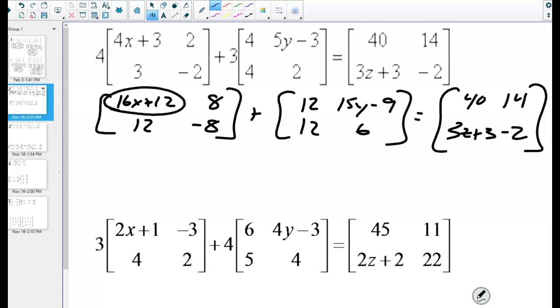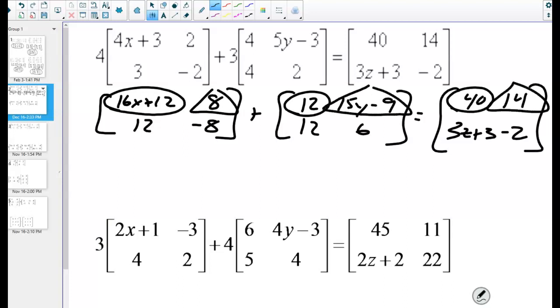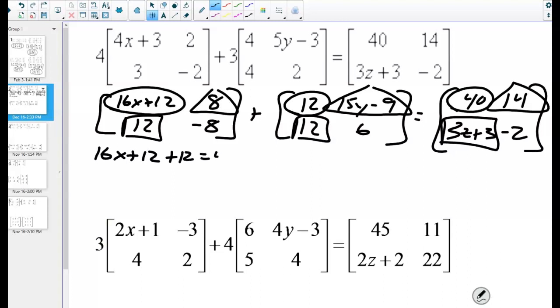I use different shapes. I'm going to circle all the top lefts. I'm going to put a triangle over the top rights. And maybe I put a square or rectangles around the bottom left to kind of keep everything together. So, circles. 16x plus 12 equals 40. And now I'm just solving a single variable equation. 16x equals 16, and my x equals 1.